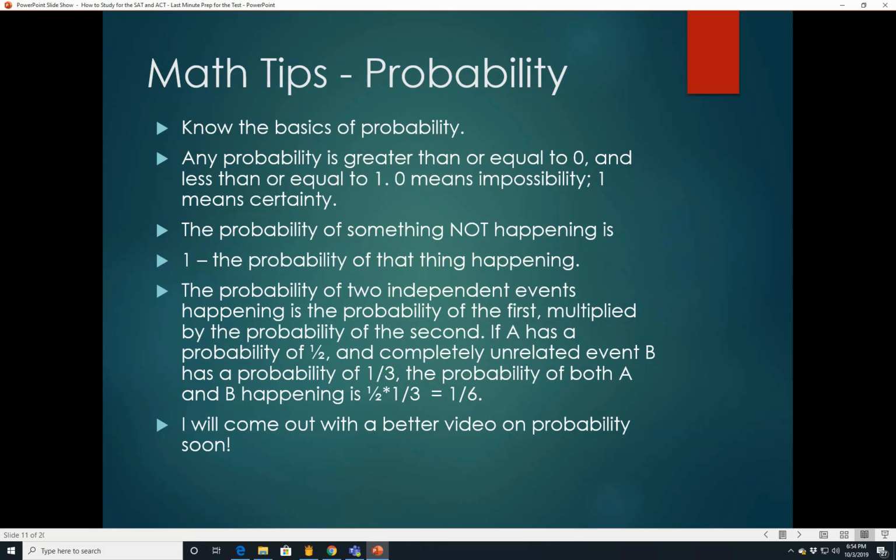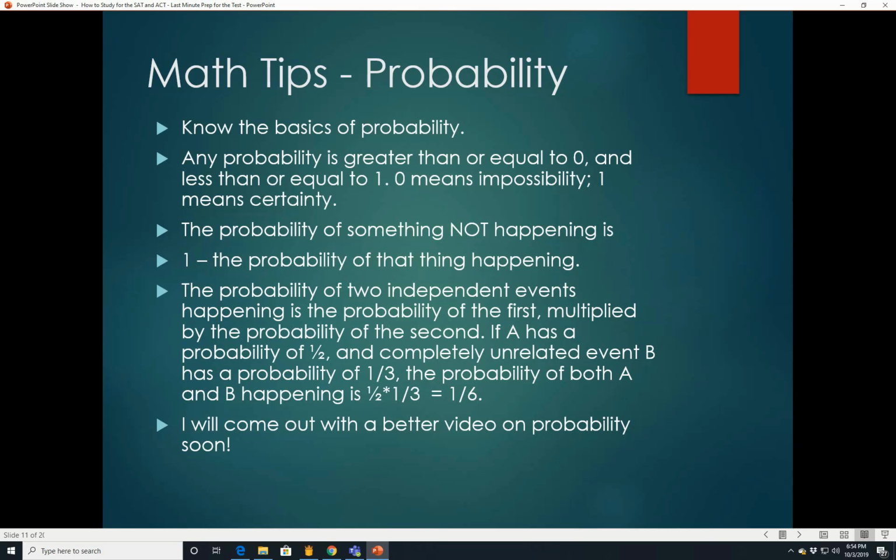0 means impossibility, 1 means certainty. The probability of something not happening is 1 minus the probability of that thing happening. Again, remember, if the probability is 0, that means it can never ever happen. 1 means it can't not happen. It just has to happen. So if you have something that either happens or it doesn't, there's no in between. The easy way to figure out the probability of it not happening, if you know the probability of it happening, is just subtract it from 1.